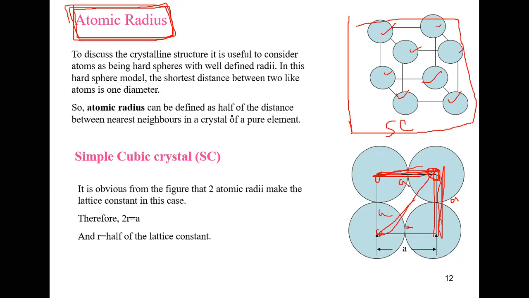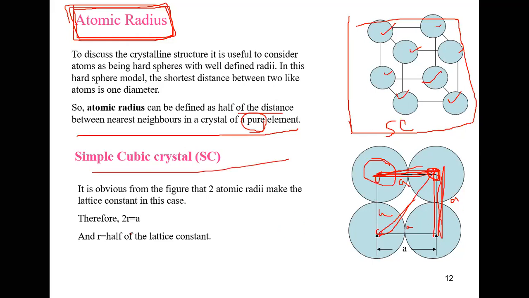So the atomic radius can be defined as half of the distance between the nearest neighbors in a crystal of a pure element. You should remember that the material has to be pure. If it is not pure, then a different atom will be located here, and you cannot calculate the atomic radius properly. So in the case of a simple cubic crystal, the lattice constant a equals 2R. Here R is half of the lattice constant, that means R equals a by 2.